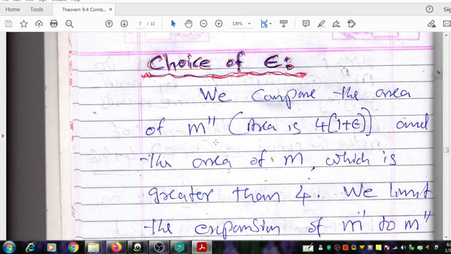Now we have to say some points about the choice of epsilon. In the beginning portion of the proof of the theorem, while shrinking the given set, we try to shrink the given set into a smaller set. You remember that we mentioned an epsilon, so that the length of the shrunk set is 1 plus epsilon. At that point, I told you that we will decide the value of epsilon based on some conditions. This is now the time to decide that value.